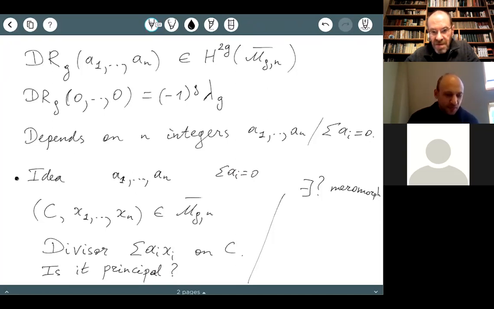Okay. So does there exist a meromorphic function f on C with zeros and poles at zeros and poles?